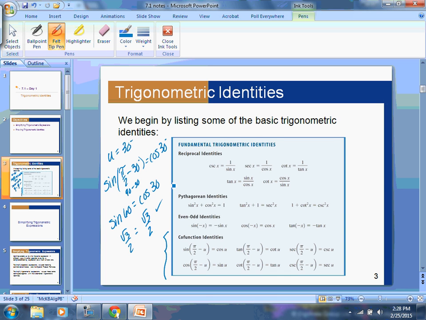So these co-function identities are just a really cool observation that old dead math people made. And they come in handy to help us simplify bigger angle measurements that maybe aren't on the unit circle, but we can break them apart to be values that are on the unit circle that we know the values for. So we'll come back to those more later.